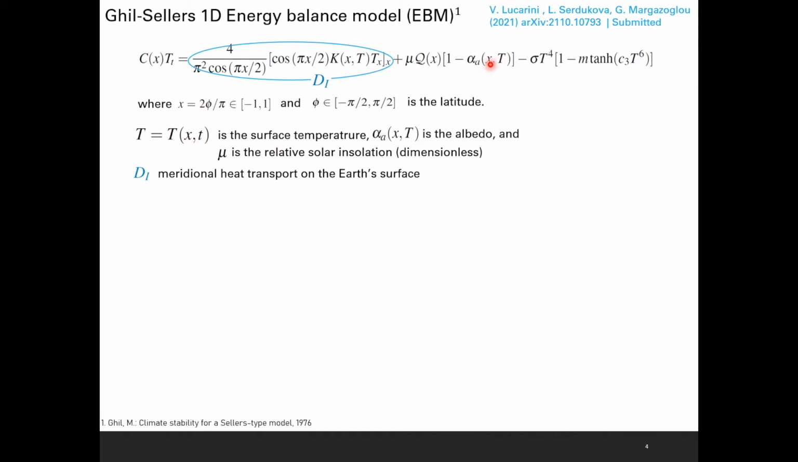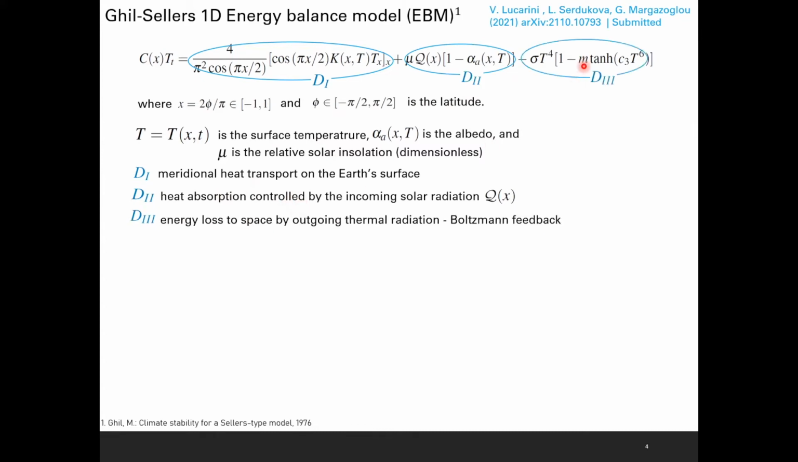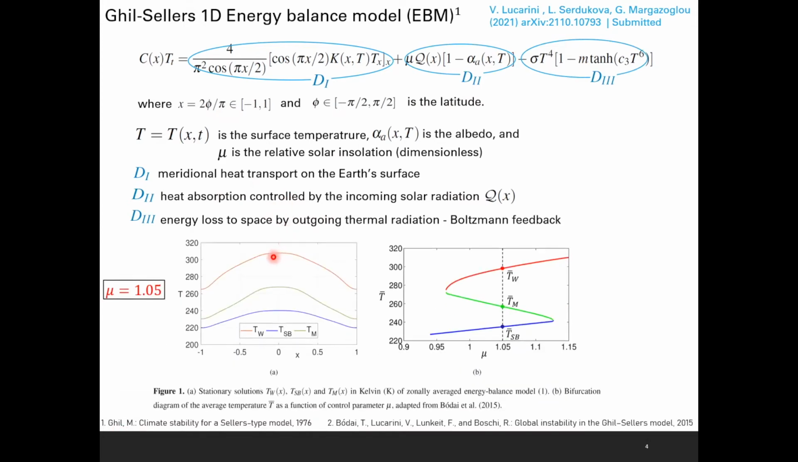The next term is, of course, the albedo. x here is, by the way, a non-dimensional parameter, which is basically the latitude. The two other terms: D2 is the heat absorption, the one I showed you before, and D3 is the Boltzmann effect. If you solve this numerically, you're going to end up again with three solutions. We choose here mu equals 0.5, which is, by the way, what I'm going to use later on in this presentation.